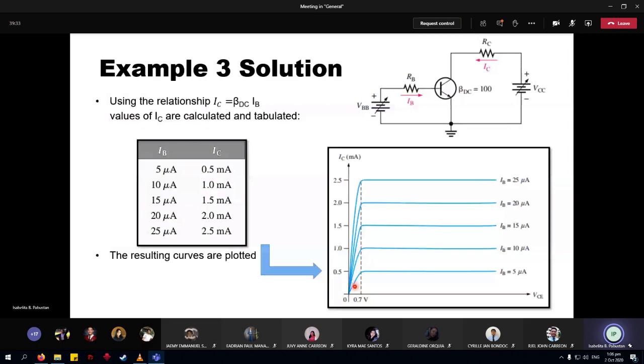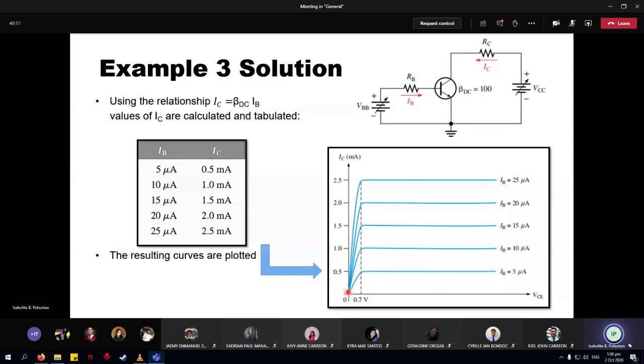We cannot get the information about the points in the saturation region from this table. Do you get the point here? What you are computing in your assignment, the IC using the formula beta IB, is actually the constant IC for that particular IB. These other points, we cannot plot using this information.